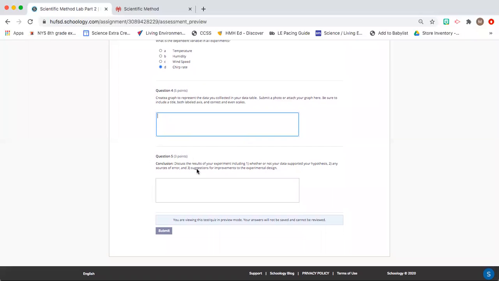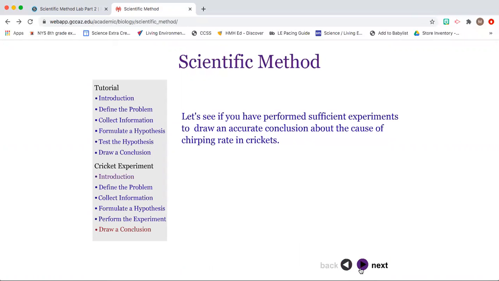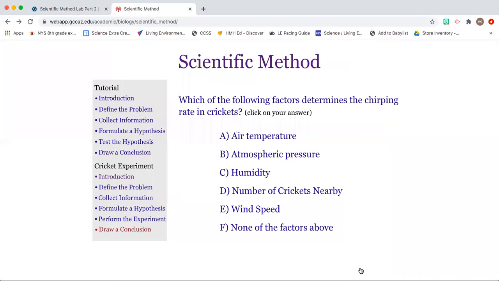Once you've graphed your data, you can continue on the scientific method lab to find out your conclusion. So if we go back to the lab and we draw our conclusion, there are a few questions for us to answer. So let's see if you have performed sufficient experiments to draw an accurate conclusion about the cause of chirping rates in crickets. To test your understanding of the problem, try answering a few questions.